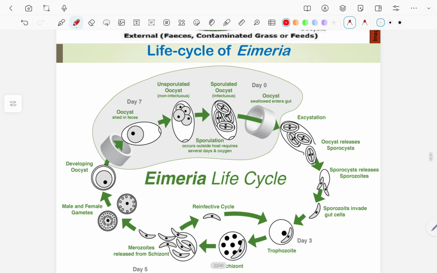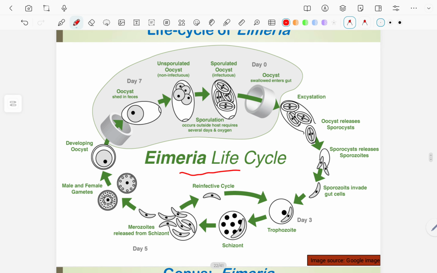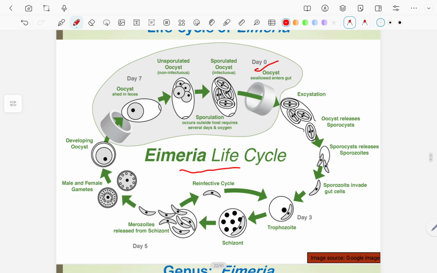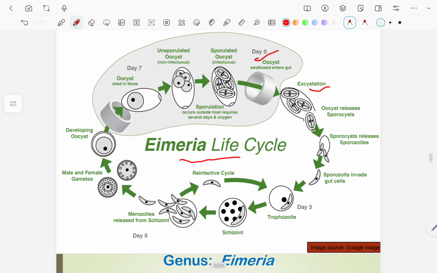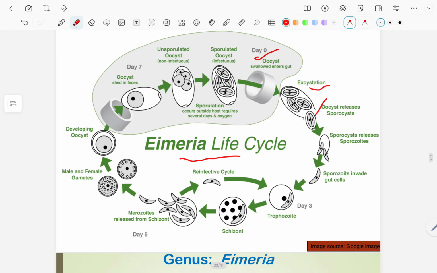Eimeria life cycle. Day 0: oocyst. Excitation: the oocyst releases sporocysts, and the sporocysts release sporozoites. Sporozoites invade gut cells.